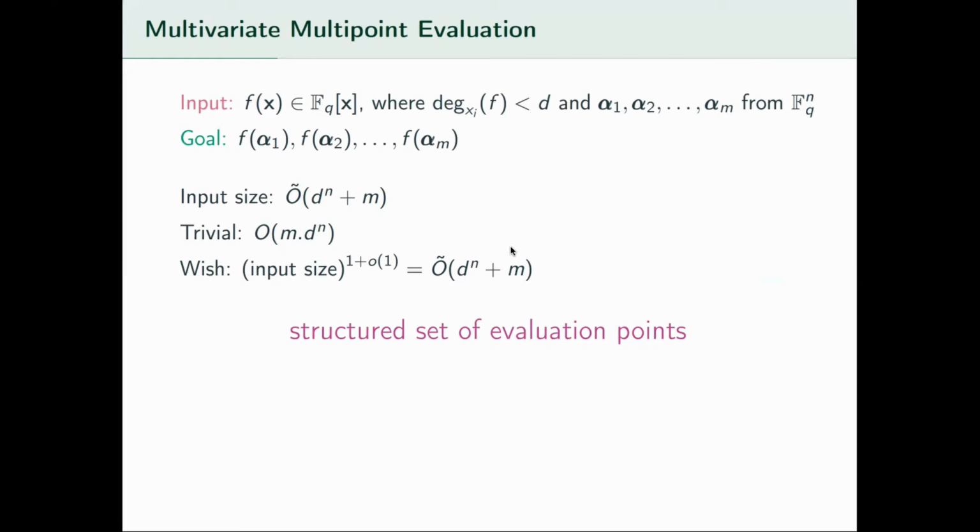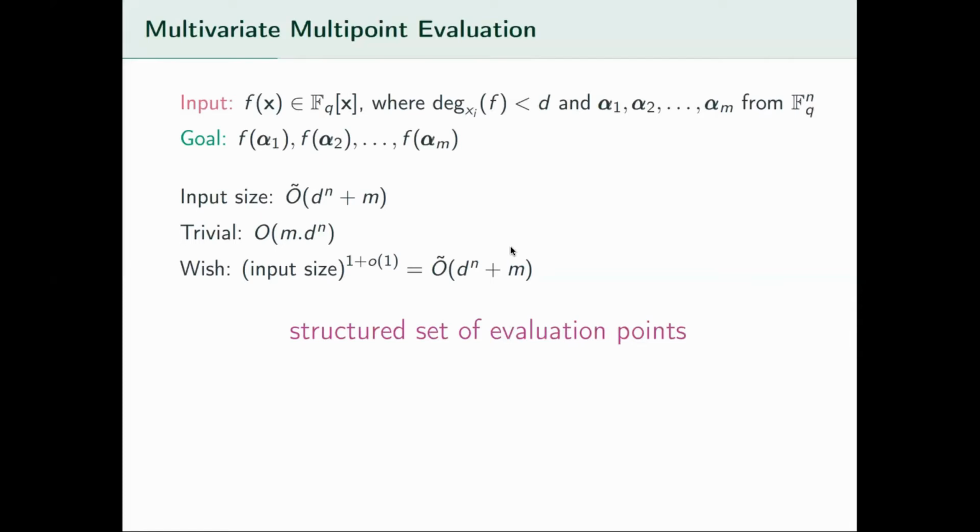Like we saw in the univariate case, when the input points are structured, for example when they were the dth roots of unity, then we could do it in a much more efficient way compared to the trivial complexity. So here also we ask the same question: can we do better for a structured set of evaluation points? If there is some structure, can we do better?